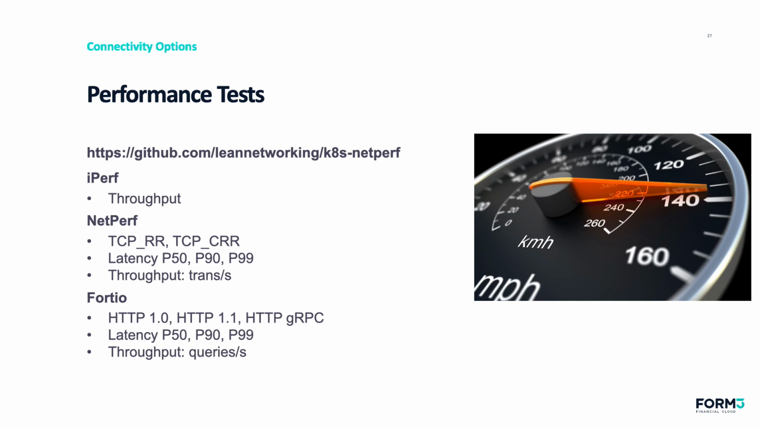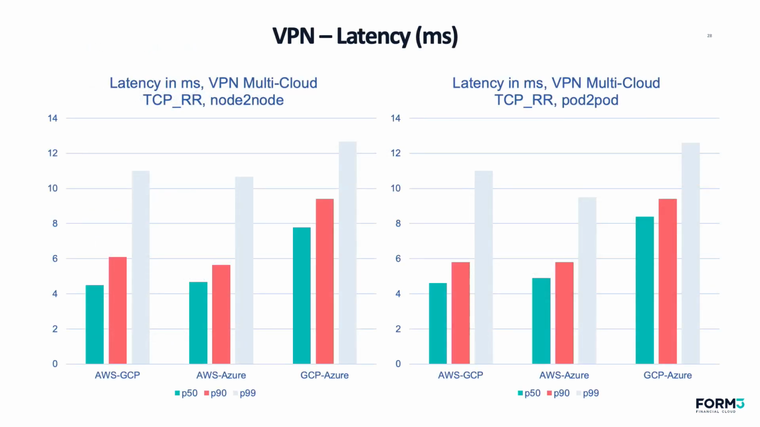Usually, you have this TCP request response scenario. You do one connection and then you reuse this connection and send requests and receive responses. So that's on a TCP level. With Fortio, we have tests with HTTP 1.0, 1.1, and gRPC. So I tested VPN connectivity versus direct connectivity via physical router in DC data center.